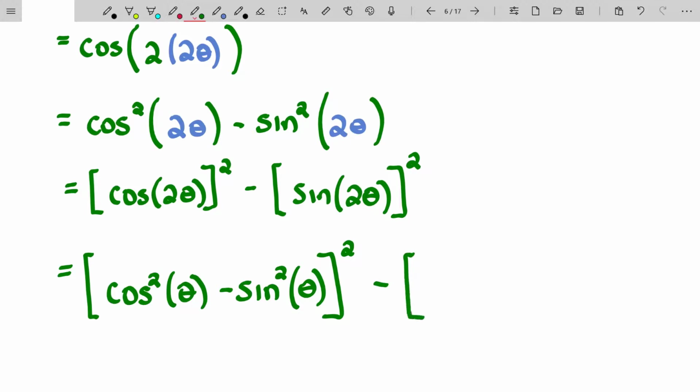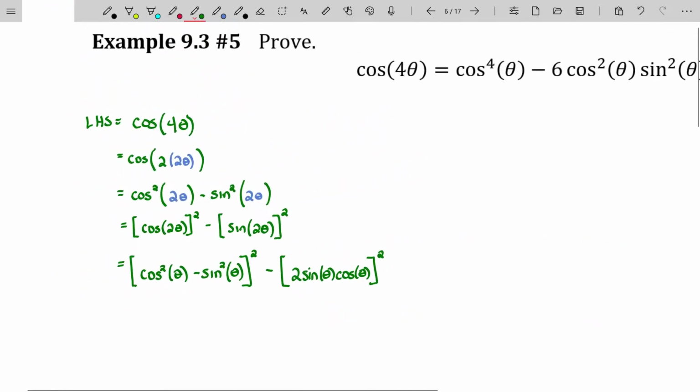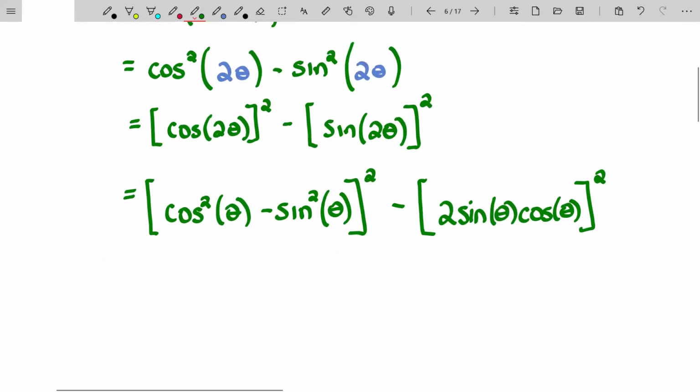The sine of the double angle is twice the sine of the regular angle times the cosine of the regular angle. And again, that's being squared as well. It still does not look like the right-hand side, but it's getting close. Now we're going to go ahead and square this out. Cosine squared minus sine squared being squared. Well, that's like an a squared minus b squared being squared. That'd be a to the fourth minus 2a squared b squared plus b to the fourth.